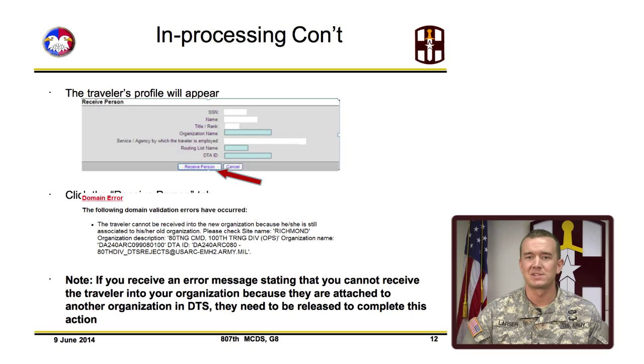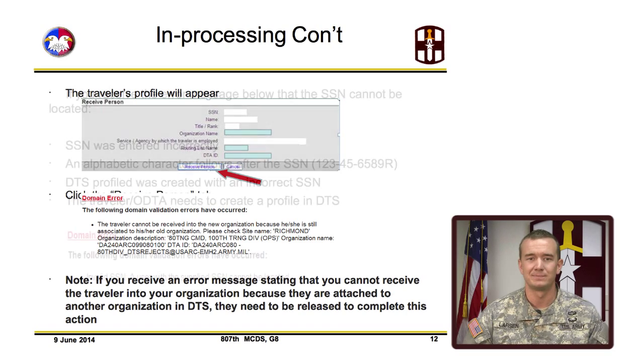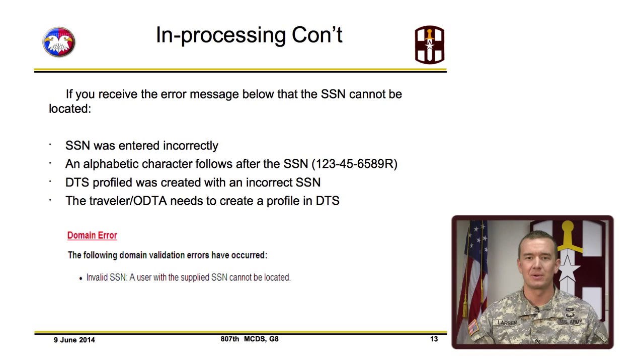If you receive an error message stating that you cannot receive this traveler into your organization because they are attached to another organization in DTS, they need to be released from their previous organization to complete this action. If you receive an error message below that the Social Security number cannot be located, be sure to check the following. Social Security number was entered incorrectly. Try using an alphabetic character following after the Social Security number. Maybe the DTS profile was created with an incorrect social, or the traveler or ODTA needs to create a profile in DTS.